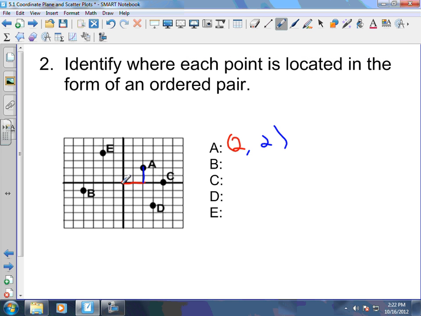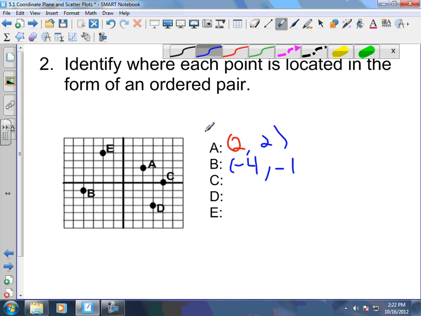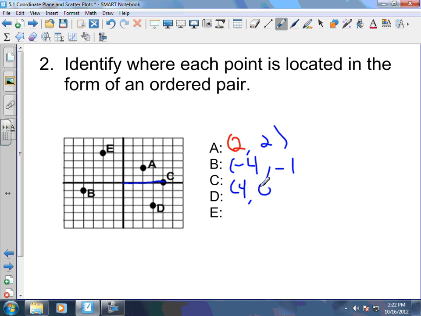B, I'm going to go to the left. 1, 2, 3, 4. And then from there, I go down 1. So my x value is negative 4. My y value is negative 1. I went over to negative 4 on the x. I went down to negative 1 on the y. C. For C, I start at the origin again, and I go across 1, 2, 3, 4. So my x value is 4. I don't go up or down any, so my y value is 0. And then you can do D and E.